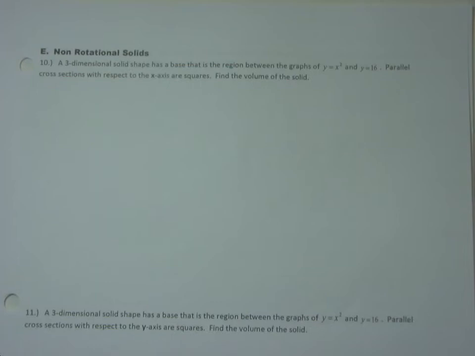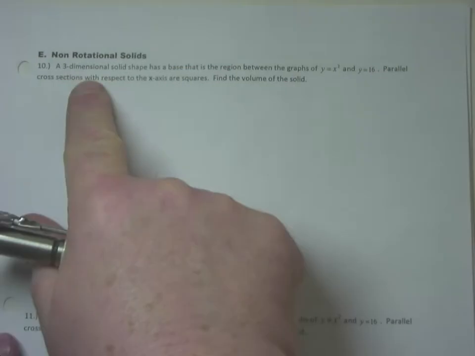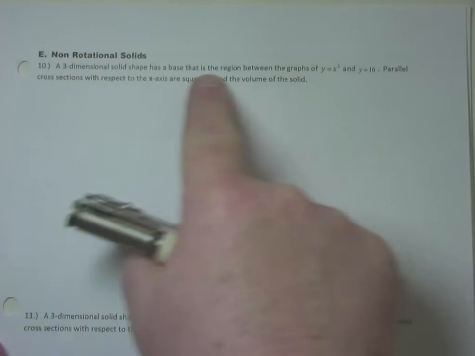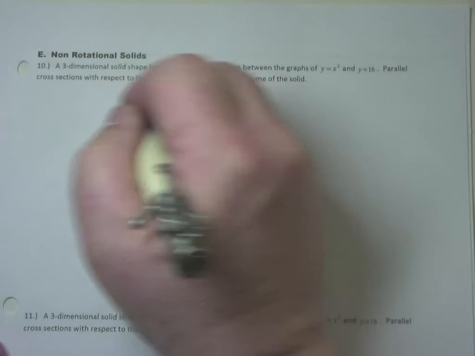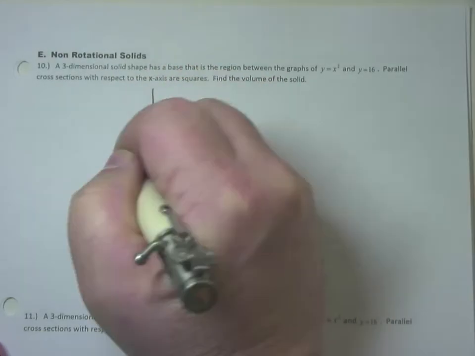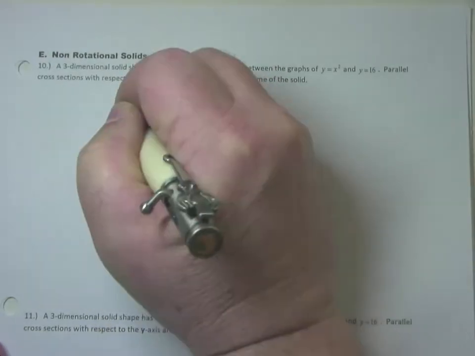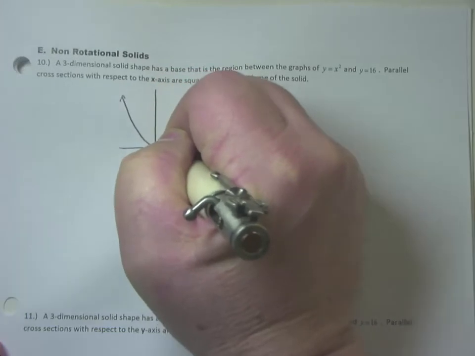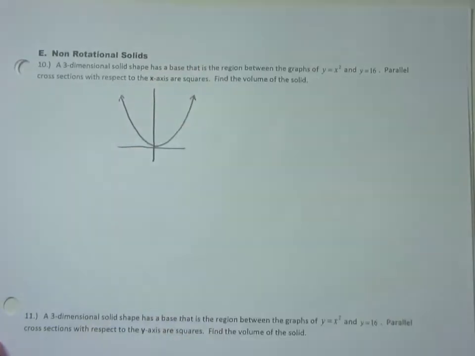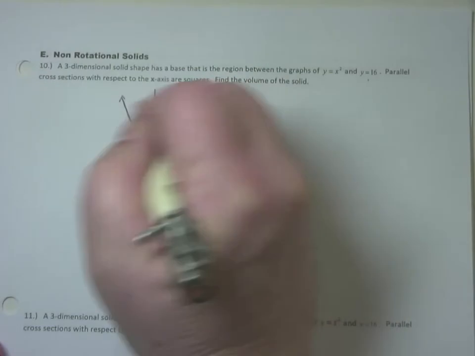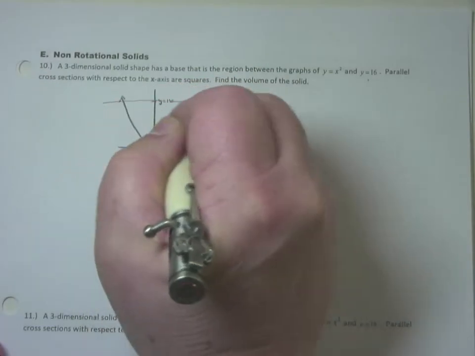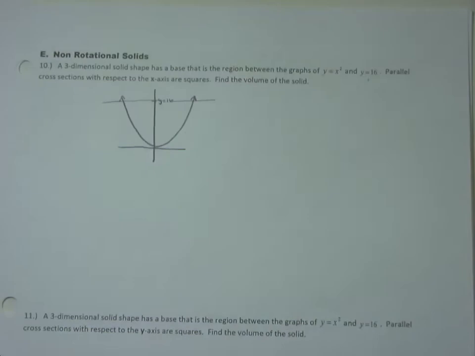You got to understand what's going on here. We've got three-dimensional, so we're creating volume out of this, but we're looking at the base. The base is bounded by the graphs of y equals x squared. I don't need a calculator for that. Y equals x squared is a classic parabola. It looks like this. And y equals 16 is a horizontal line up here. So this is the base.